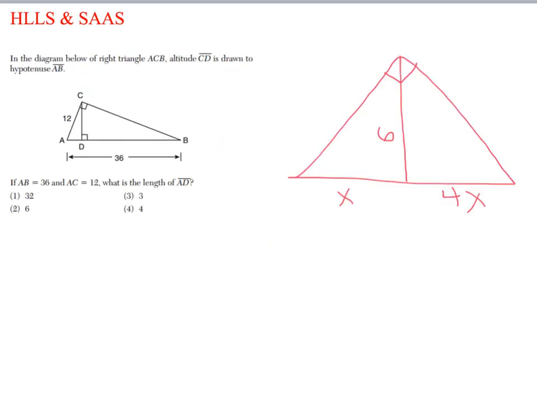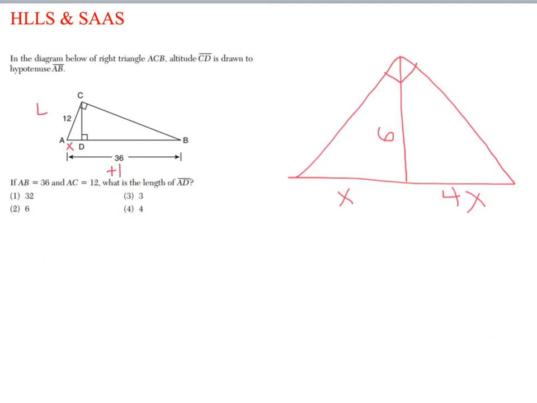Okay, HL and SAS are used when you have a big right triangle that's split into 2 smaller triangles. I put one of each of these problems on this slide. So for the one on the left, 36 represents the hypotenuse of the big triangle. 12 represents one of its legs. We want to find AD, which is a segment.